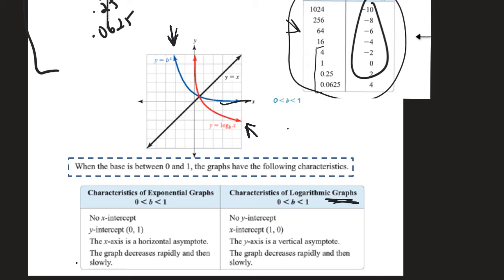The only thing here that's kind of funny is our last characteristic matches. The graph decreases rapidly and then slowly. That's one thing that they share. So those are really interesting points that you can notice from graphs and their inverses. The characteristics are just really interesting. Let's go to the next page.